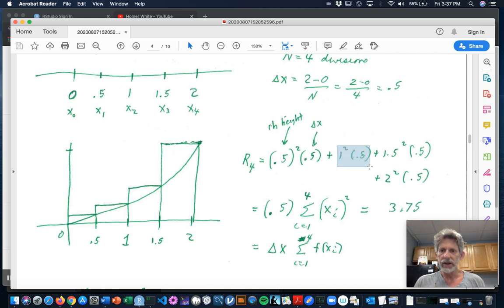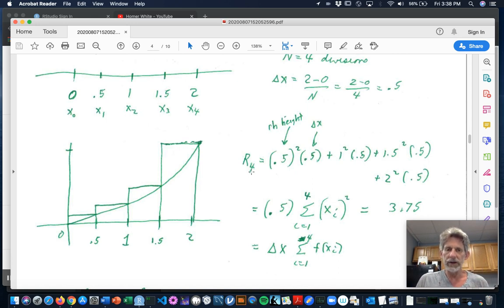So anyway, I'm writing that as height times base, 1 squared times 0.5. Similarly, 1.5 squared times 0.5 gives the height of this rectangle, and the height of the final rectangle would be the square of 2 times the base. So that whole sum right here is written R sub 4 for short. 4 divisions. R means I use the right-hand endpoint of each base to construct my rectangle height.